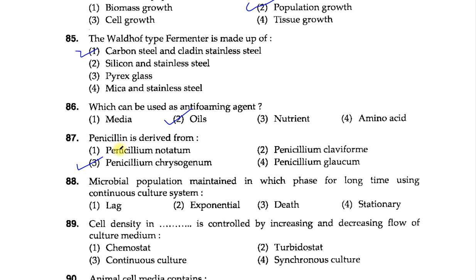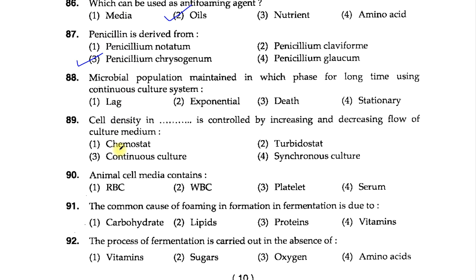Question number 88. Microbial population is maintained in which phase for a long time using the continuous culture system? 1. Lag, 2. Exponential, 3. Death, 4. Stationary. Out of this, option 2, exponential, is correct. In a continuous culture system, nutrient availability is unlimited. So the cells are maintained in the continuous log or the exponential phase.